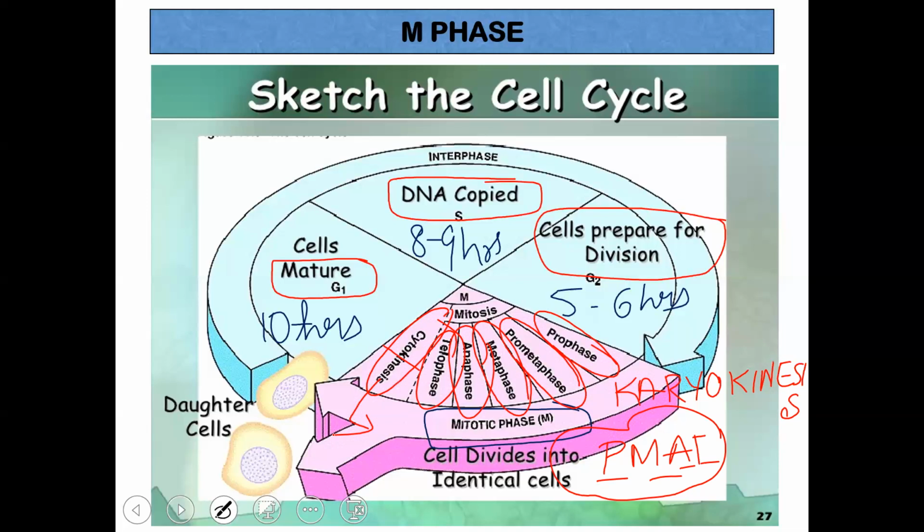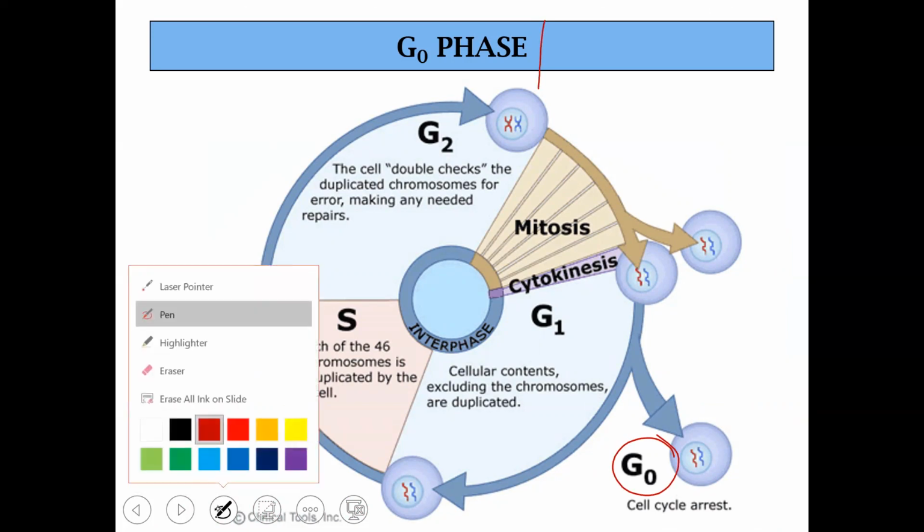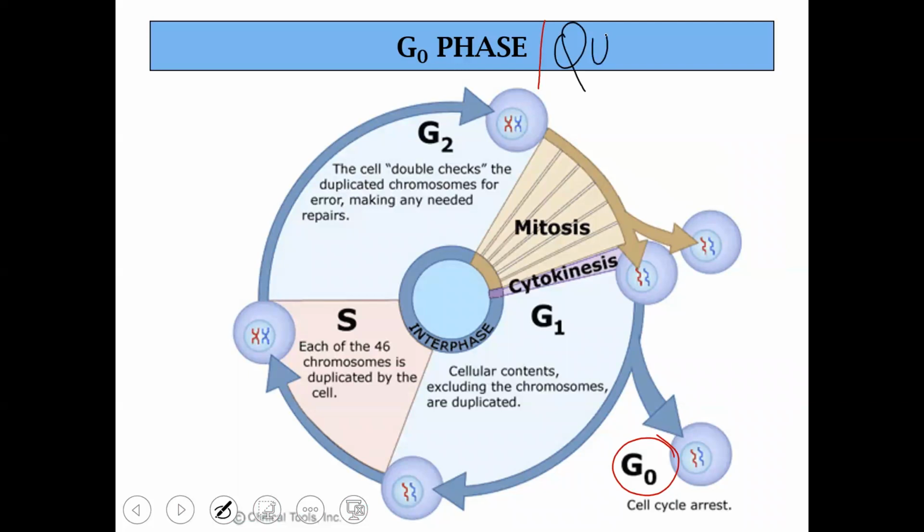mitotic phase. And you can see how the daughter cells are formed. So you can see the direction of the formation of daughter cells when a cell is undergoing the process of division. Apart from all these, there is one more phase which is called G0 phase. Okay, now where exactly is this G0 phase? We'll understand what exactly is G0 phase. G0 phase is also, in other words, called quiescent stage, Q-U-I-E-S-C-E-N-T, quiescent stage or quiescent phase.